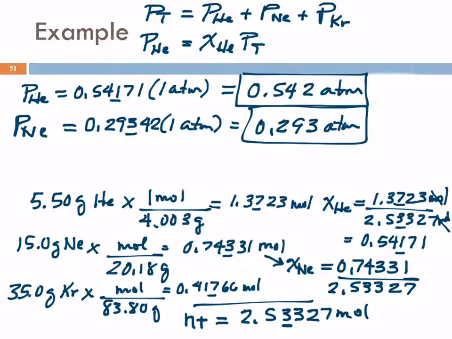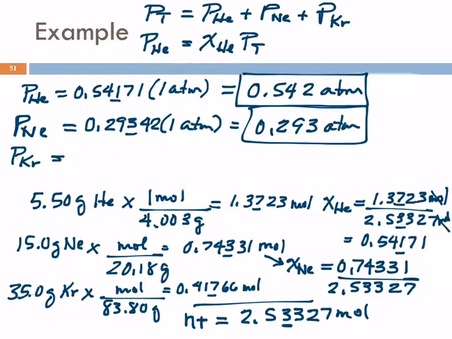There's 2 ways I can find the third one. I can do the same thing. I can take the moles of krypton, divide by the total moles to get the mole fraction, and multiply it by the total pressure. Or I can say, well, these 2 numbers plus this unknown pressure must add up to the total number of atmospheres. And so I can actually figure this one out by difference.